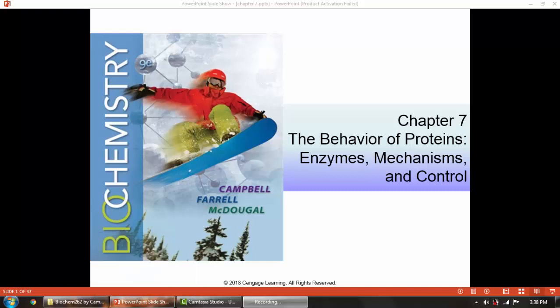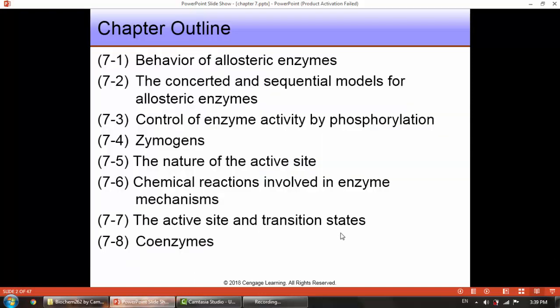Okay. Assalamu alaikum. Today we want to talk about chapter 7, the behavior of proteins, enzymes, mechanisms, and control. And these are the sections that we are going to cover. From section 1 to 5, sections 6 and 7 are omitted, and then we continue with section 8.